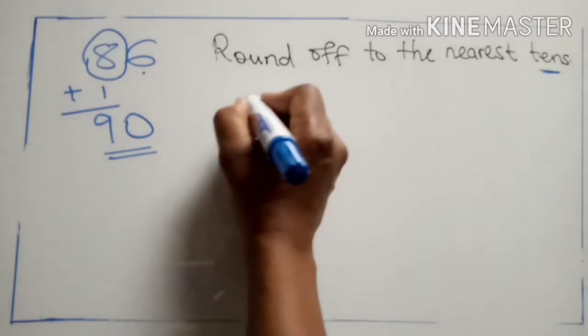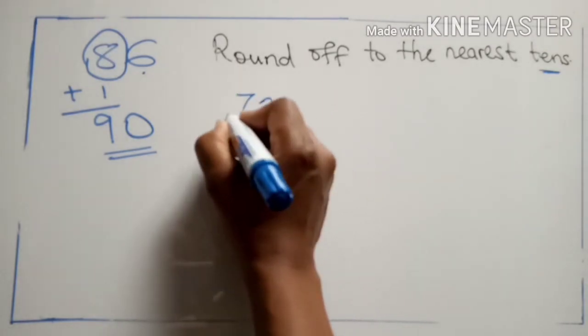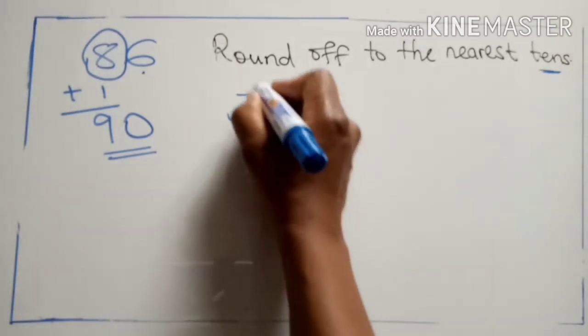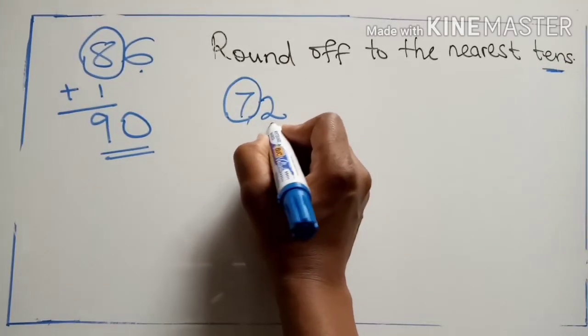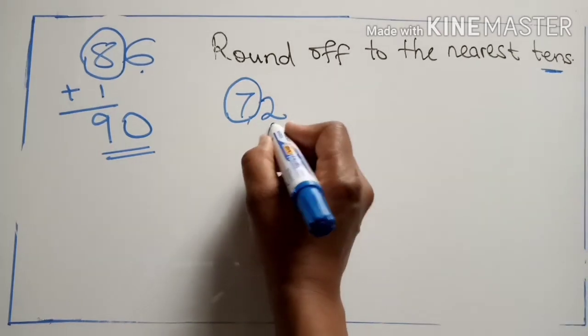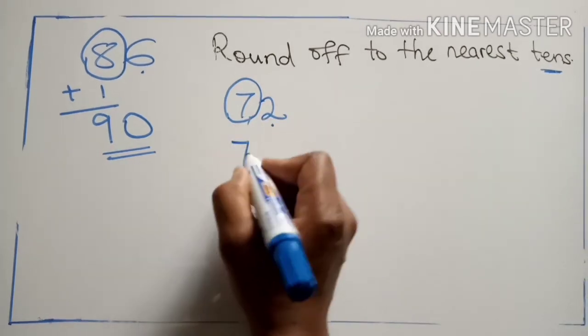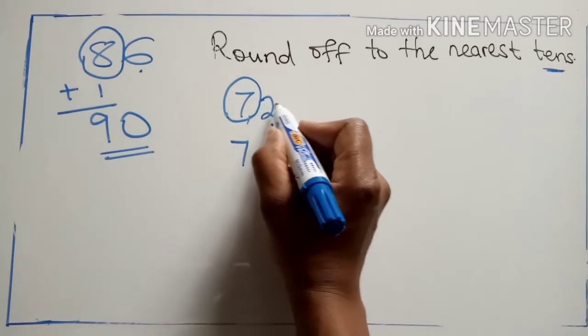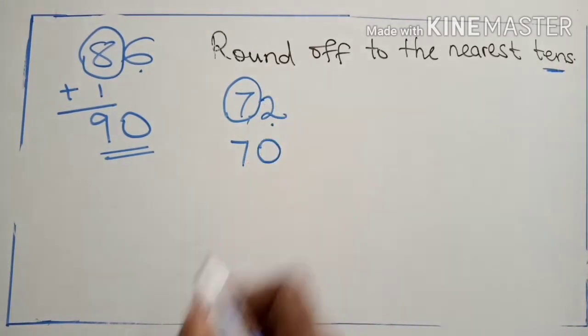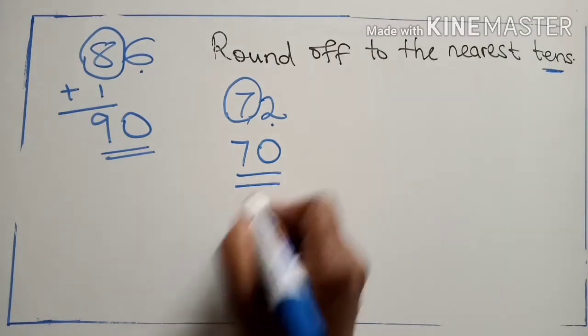Another example, let's look at number 72. We want to round off to the nearest tens. We circle the tens. Look at the number that is to the right. It is below 5, so we round down. 7 remains as it is, and then the numbers that are after the tens are converted to zeros. Our answer is 70.